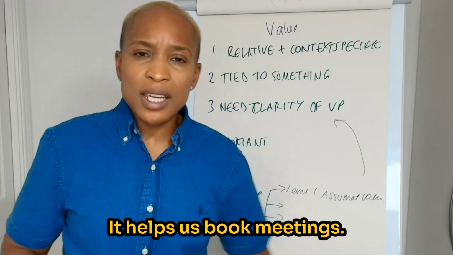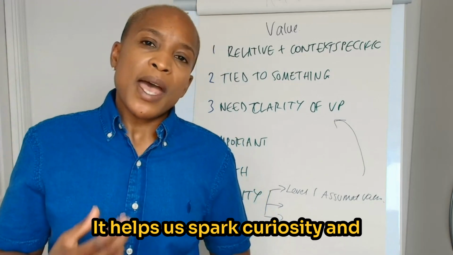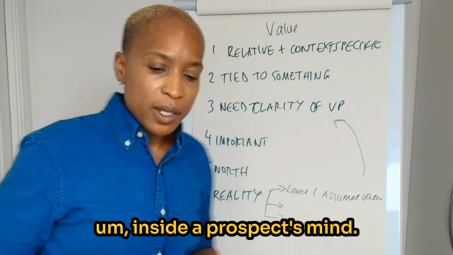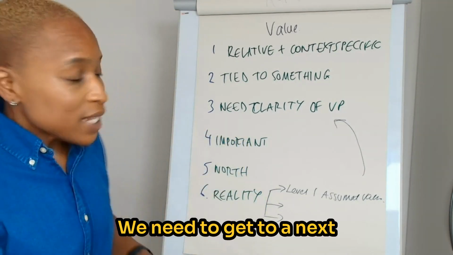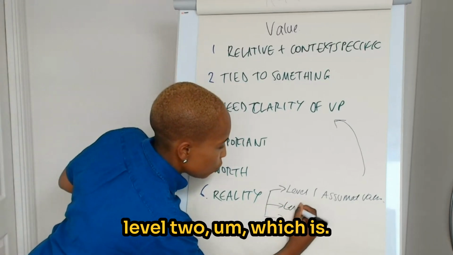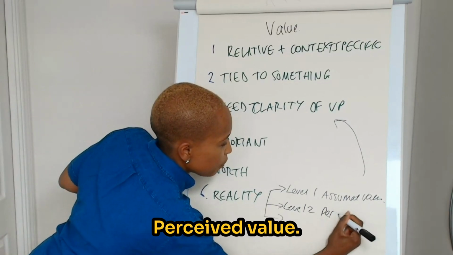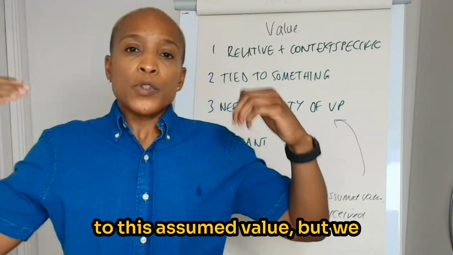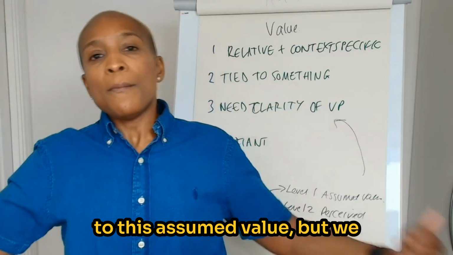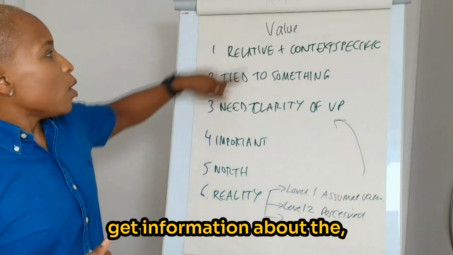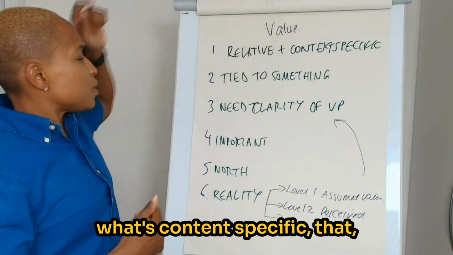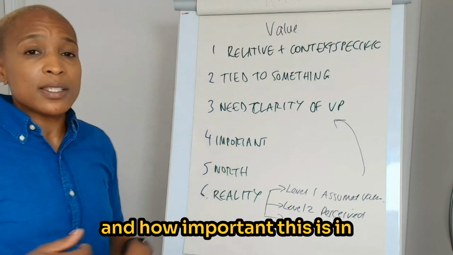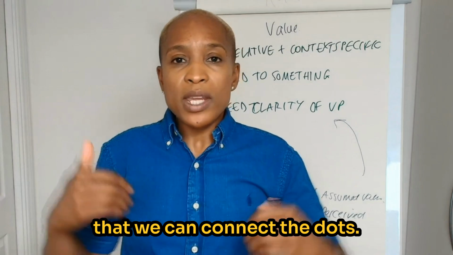And that helps us to open doors. It helps us book meetings. It helps us spark curiosity and create a stimulus inside a prospect's mind. But that's it. We need to get to a next level, which is what I call level 2, which is perceived value. All right. So perceived value is when we finally connect the dots to this assumed value, because we get information about what's relevant, what's context specific, what they're working towards as a desired outcome, and how important this is in relation to other things, so that we can connect the dots.